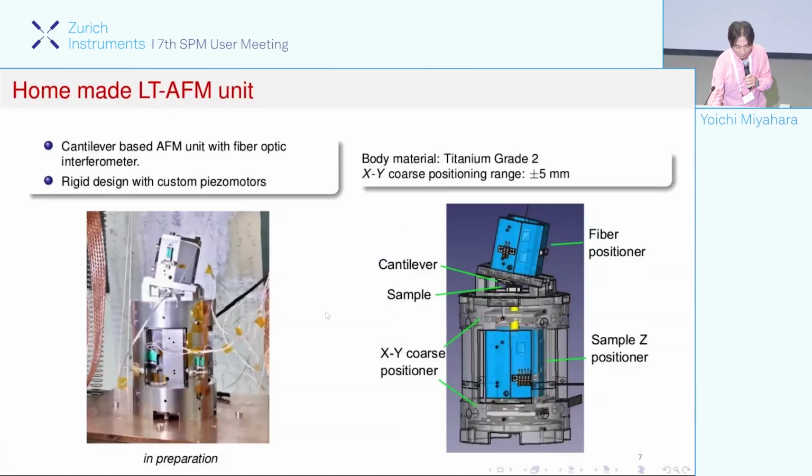We use a normal cantilever, not a quartz tuning fork, with a fiber optic interferometer detection, because we are measuring long range electrostatic force. The tip sample distance can be several 10 nanometers, so we need to use a fairly soft cantilever. And then we built our own piezo stage to make the microscope really rigid.